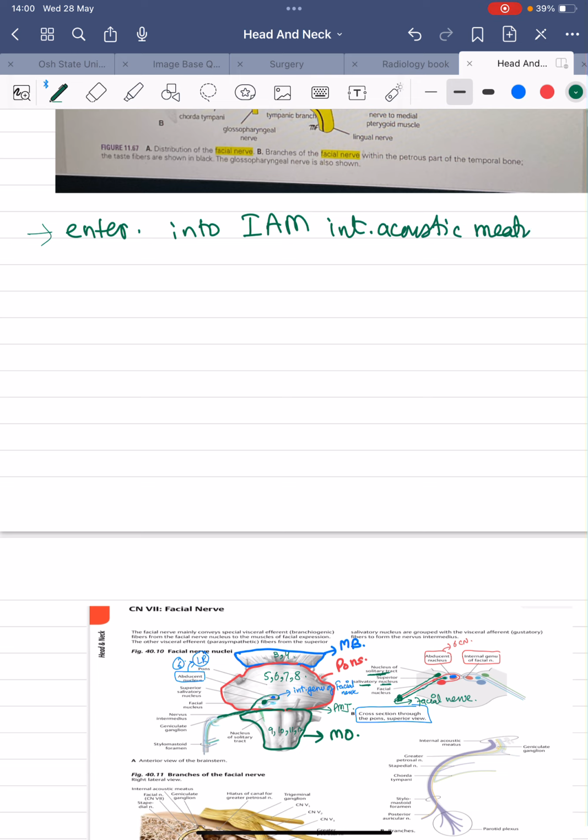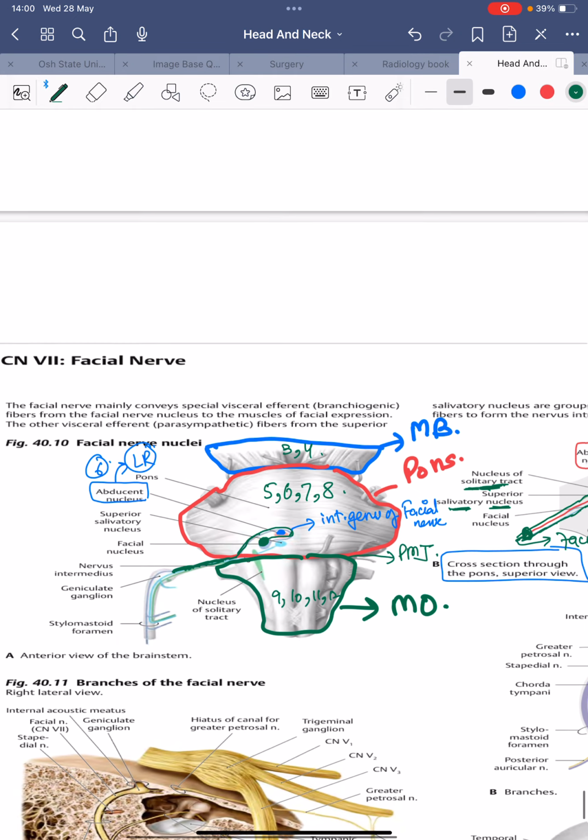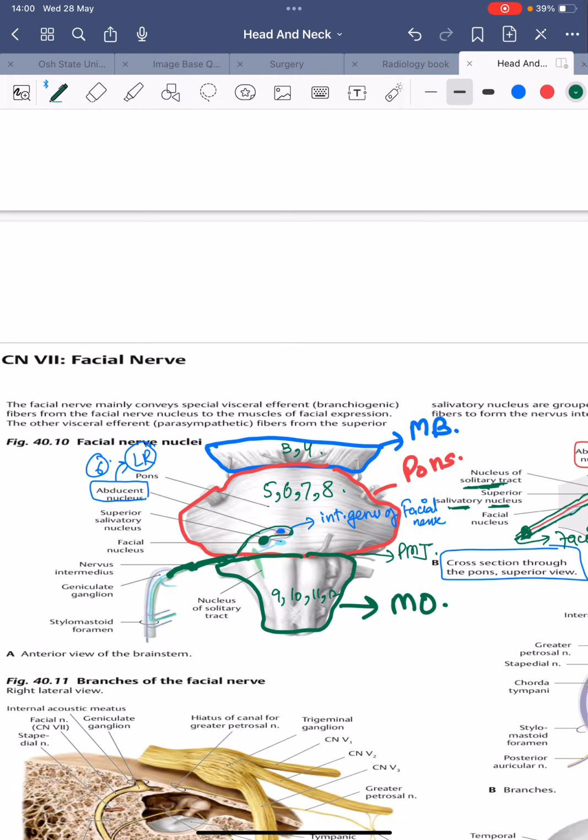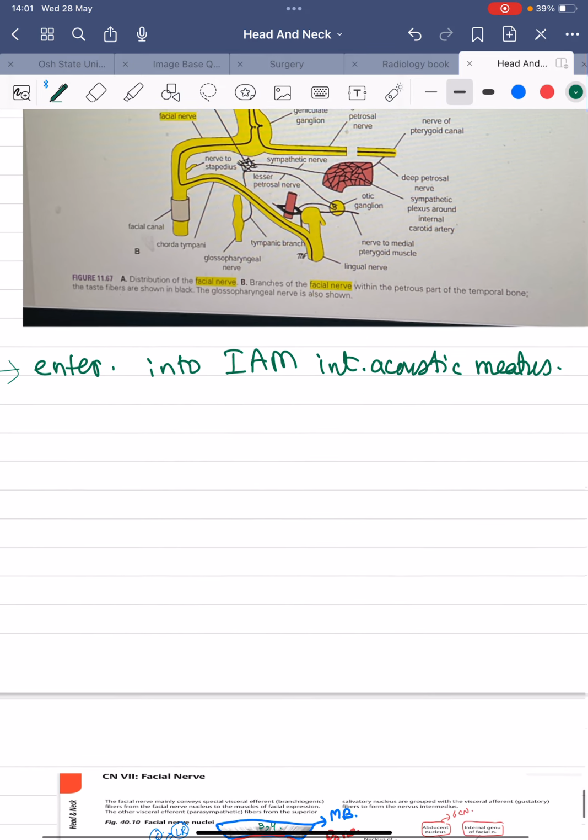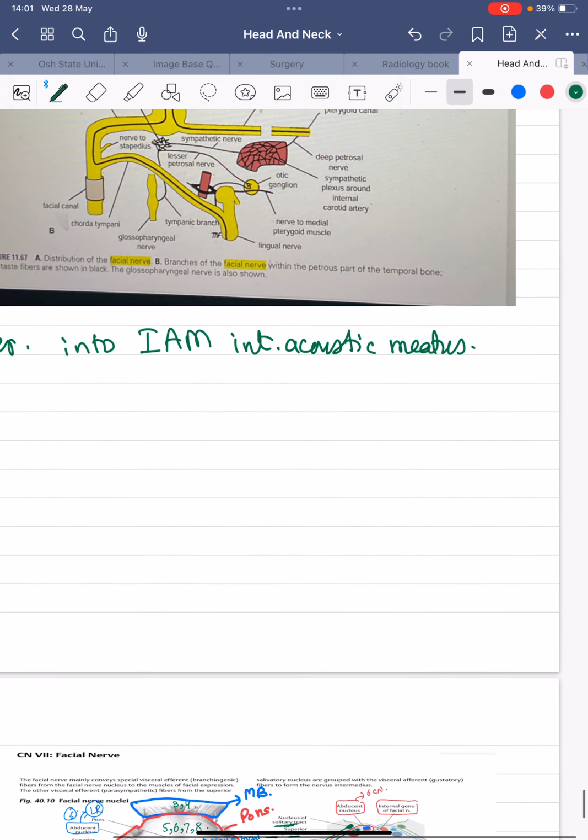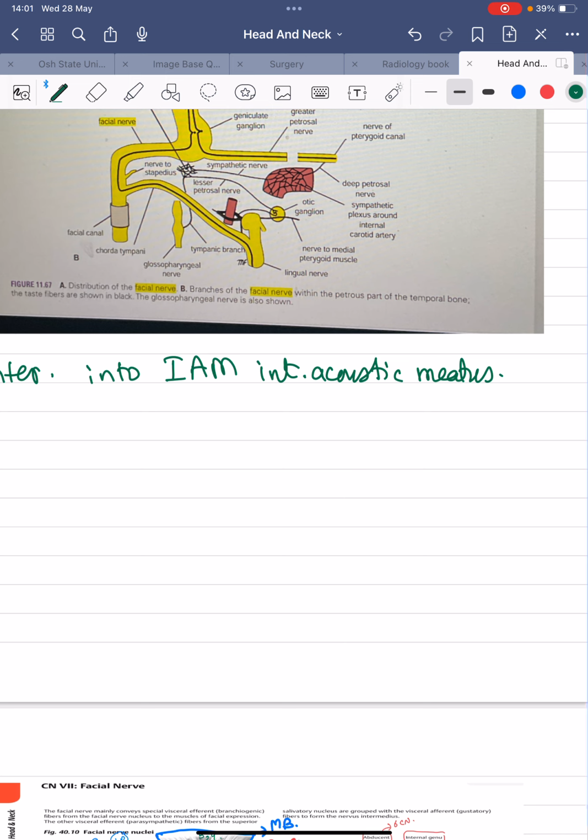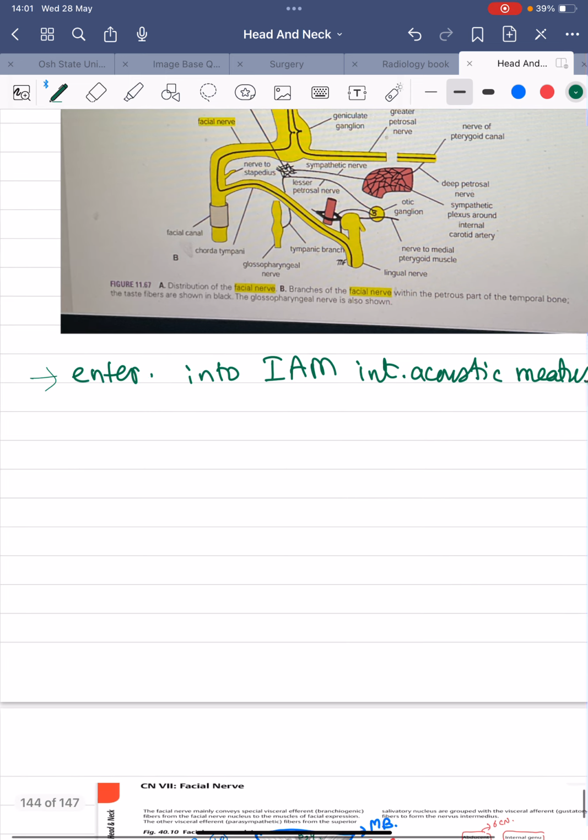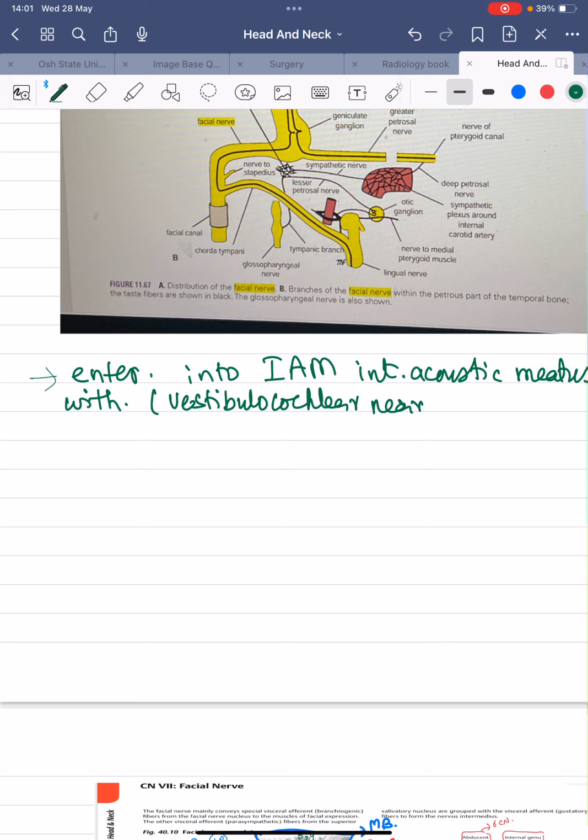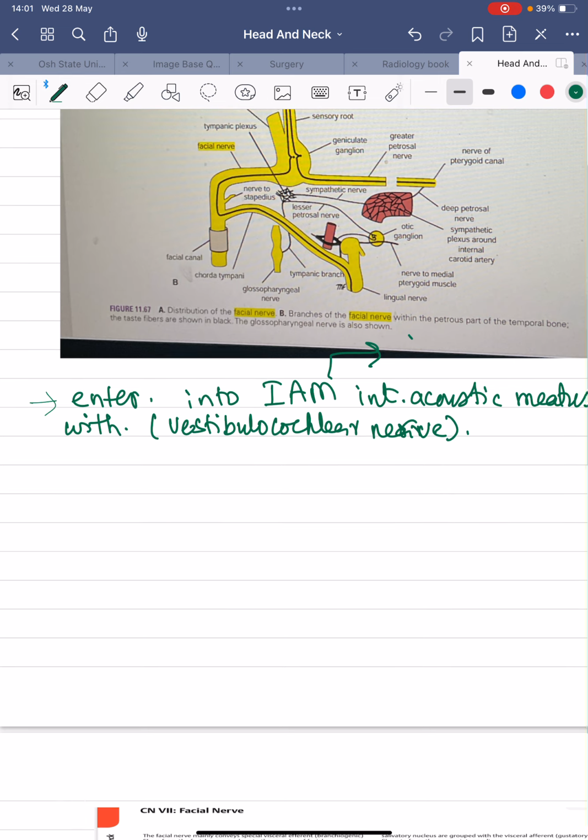Okay, so now the fibers, see here this diagram, are exiting from the pontomedullary junction, and when they exit, they enter the internal acoustic meatus along with another nerve. Which nerve? That is your eighth cranial nerve, the vestibulocochlear nerve. So the internal acoustic meatus has nerve fibers of the 7th and 8th cranial nerves.